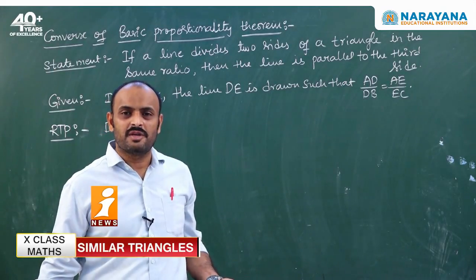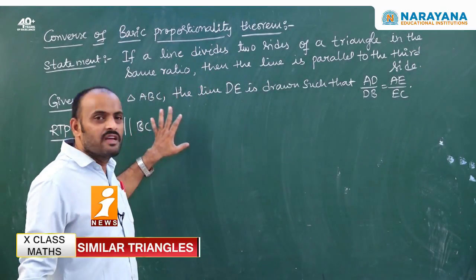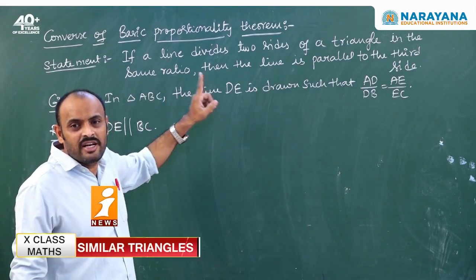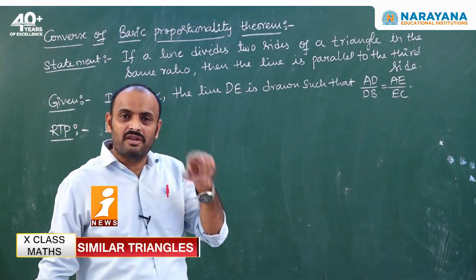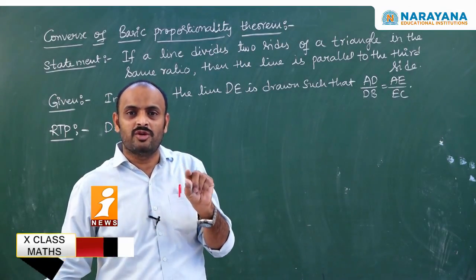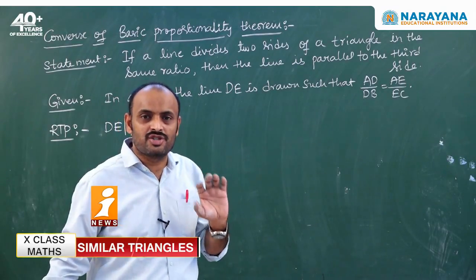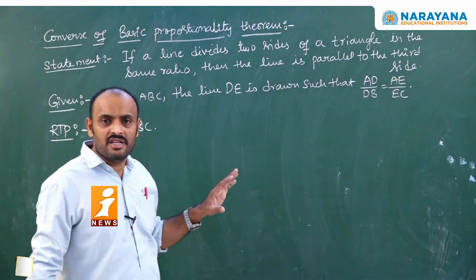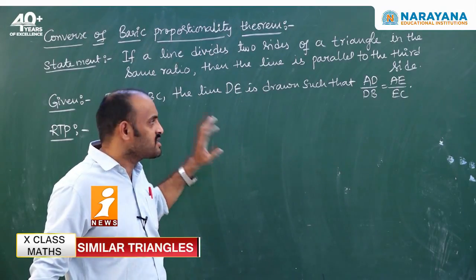Already we have seen the basic proportionality theorem. Now we are going to see its converse. So, what is its converse? If a line divides two sides of a triangle in the same ratio, then the line drawn is parallel to the third side. In the basic proportionality theorem, what have we learned? If a line is drawn parallel to one of the sides, then the line joining the two sides divides the two sides in the same ratio. Now, in the converse, if a line divides two sides of a triangle in the same ratio, then the line drawn is parallel to the third side.